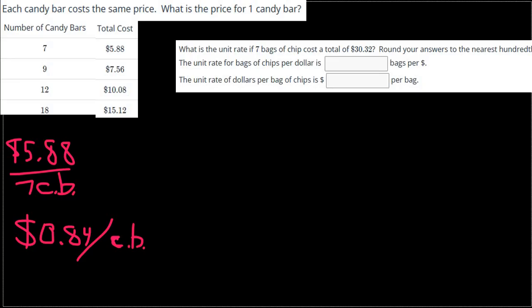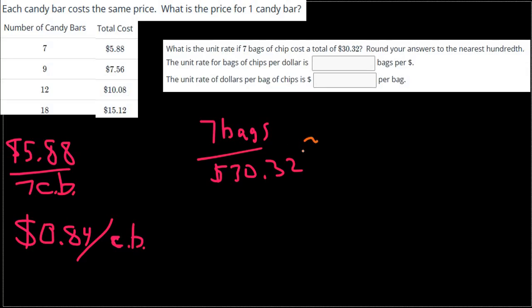Now this next one is similar. We're so used to putting the dollar first, and we don't have to. It says we got 7 bags of chips cost $30.32. Different question than the one with the candy bar. So we got 7 bags divided by $30.32. If we do it this way, 7 divided by 30.32 is about 0.2308. It does say there to round to the nearest hundredth.